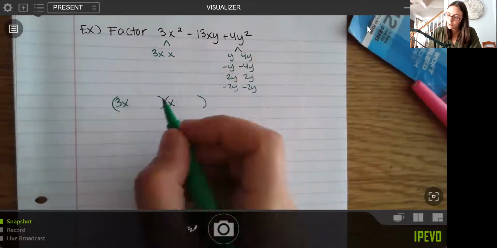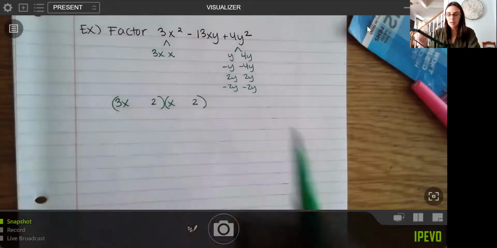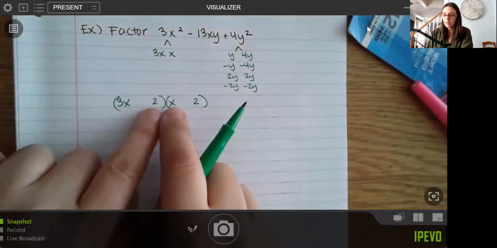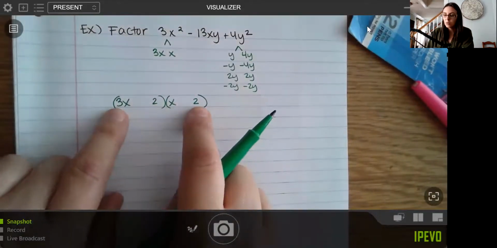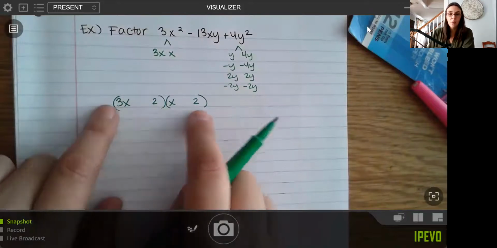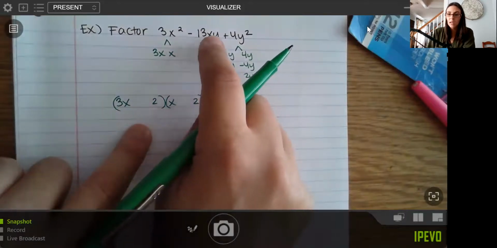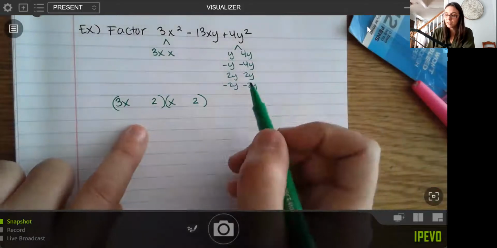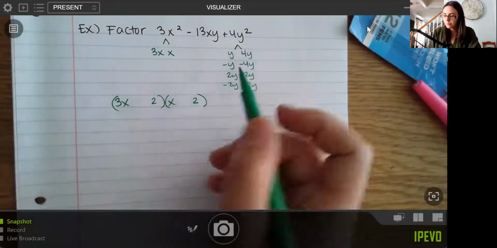So if I put in like a 2 here and a 2 here, I'm just mentally thinking, okay, well, I would get a 2 in the middle and a 6 here. Well, 2 and 6 is 8, or if I subtract them, it's 4. I don't think I'm going to get the 13. So I'm thinking I should start with the 1 and the 4 combination.